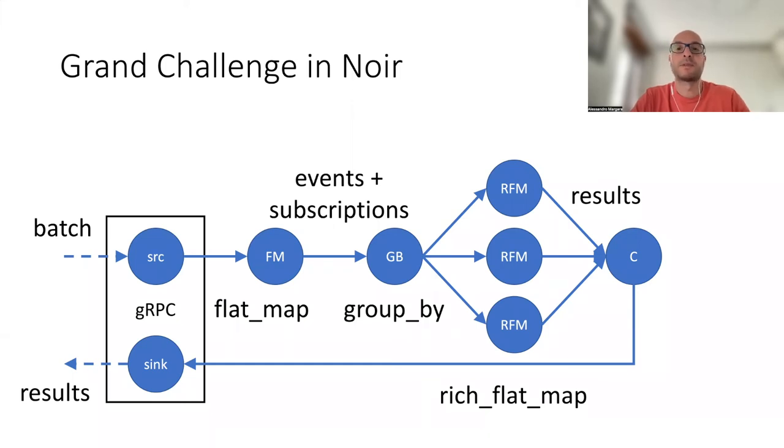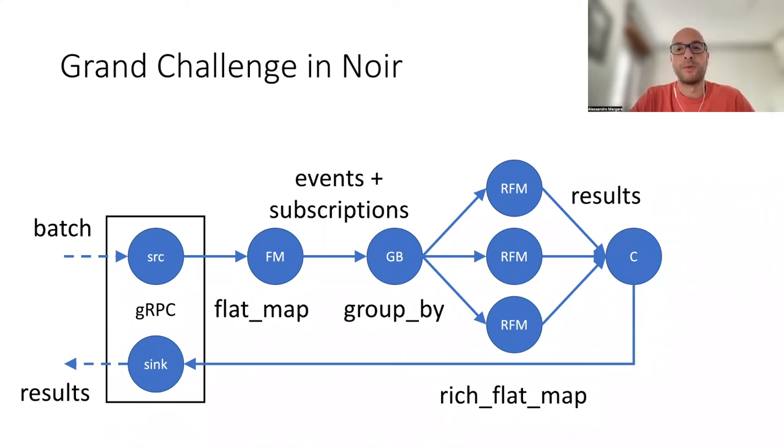Next, the flat map operator unboxes events and subscriptions from batches. The group by operator partitions them by symbol, so the next rich flat map operator can compute the actual results in parallel for different symbols. The rich prefix here in the name indicates that the operator is stateful. It stores the information needed to compute the next exponential moving average for each symbol. Upon receiving a subscription, the rich flat map sends its results to a collector that forwards the result back to the gRPC component and back to the evaluation platform.